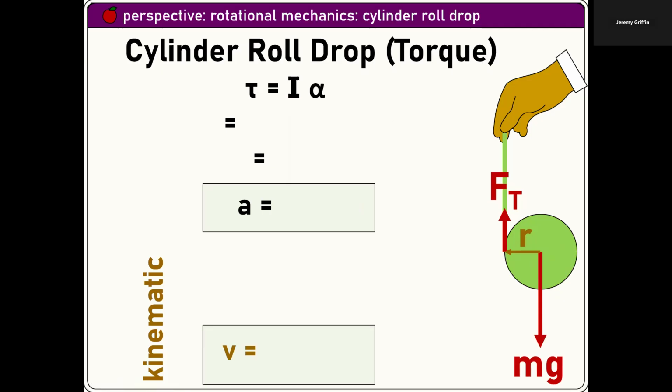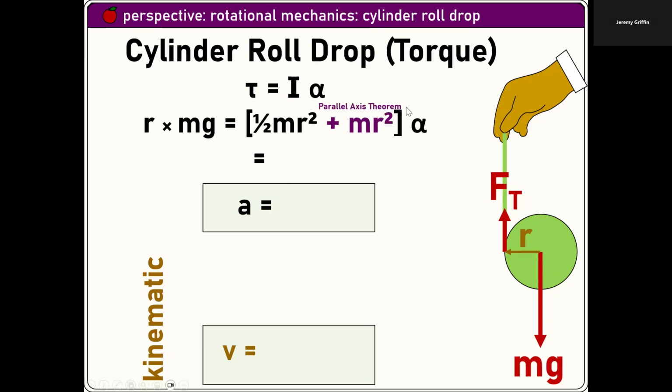The what theorem? Parallel axis. Parallel axis. Oh no! Is there a parallel axis?